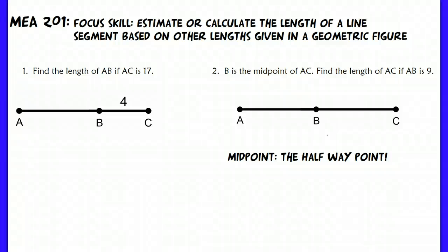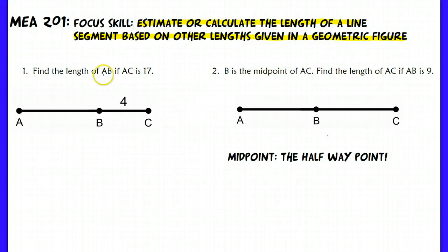This mini lesson is for MEA 201, which is to estimate or calculate the length of a line segment based on other lengths given in a geometric figure. So I'm going to start with some basic examples where we see just lines. And then we're going to also see in our skill sheets different geometry figures, like pentagons or triangles or squares or rectangles. So let's first just discuss what it means to find the length of a segment.